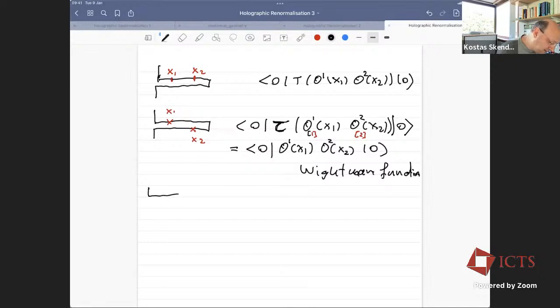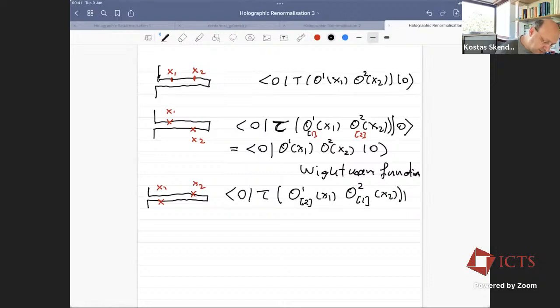So now let's go through the other two cases. Now I will put this here and this there, again at x1 and x2. Now the one is in the second part, positioned at x1, and the two is in the upper part, positioned at x2. This is again time ordering along the contour, which means that this term comes before that one. So this is the same as O2 at x2, O1 at x1, and again no specific ordering. So this is again a Wightman function.